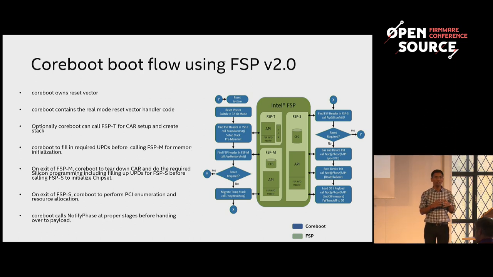Again, your bootloader needs to fill in all your FSPM related UPDs to call your MRC initialization, memory training and all. Once it exits from FSPM, coreboot needs to tear down your cache, because now we have switched everything to main memory. Before calling FSPS, we need to fill in all the FSPS related UPDs, which will be based on the controllers you want to enable. For example, I want a different USB stack on my platform, or I want to initialize certain I2C versus GSPI interfaces. Finally, when FSPS exits, the bootloader does the PCI enumeration. And finally, it hands over control to the payload after it locks down certain registers, PCH registers and all, in a notify phase. So this is the overall typical scenario between coreboot and your FSP.